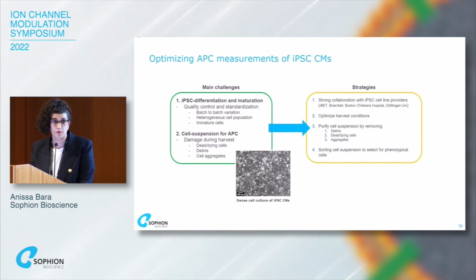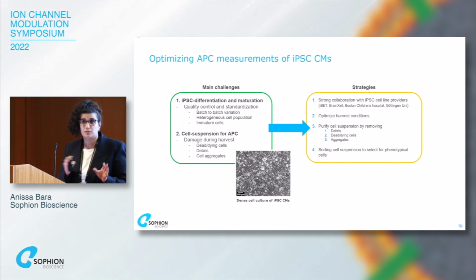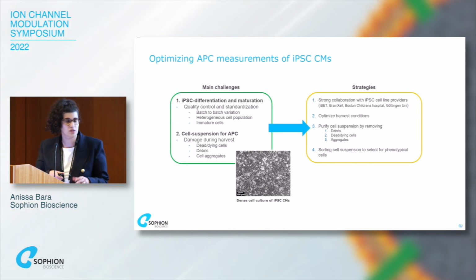So to overcome those challenges, we have been working in the lab on our maturation processes to optimize our harvest conditions, to purify the cell suspensions in order to just get rid of all the other debris and aggregates that we don't want to deal with. And our last process was sorting cells. So we use a cell sorter to make sure that we end up with only the cells that we want to record.